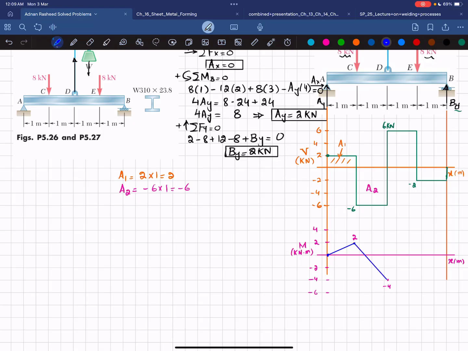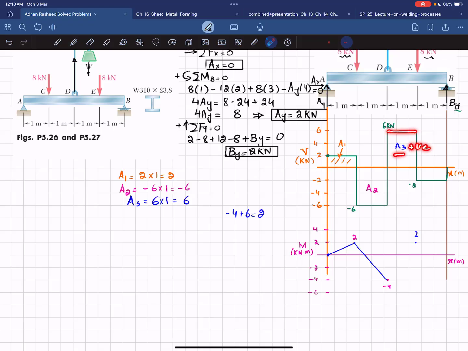Okay, now the third area is this A3, and you can see this A3 is 6 multiplied by 1, and this is positive, so A3 is equal to 6 multiplied by 1, which is +6. So -4 plus 6 will give you +2 at this point. So the bending moment at this point will be like this. This is +2.